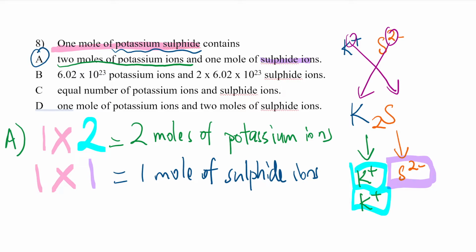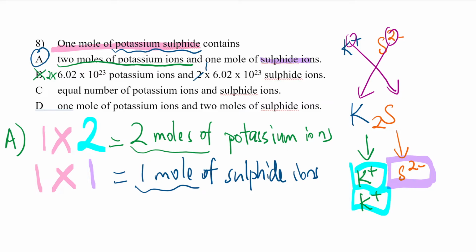And the others, you can see, why is this wrong? Because you're not only having 6.02 times 10 to the power 23 potassium ions, you're supposed to have, because remember it's 2 moles here, so it's going to be 2 times 6.02 times 10 to the power 23. So that's why this is wrong. And you can see here for sulfide ions, it's not going to be 2 times that. I've just found that there's just 1 mole, so it's just going to be 1 times. Not 2 times, but 1 time.